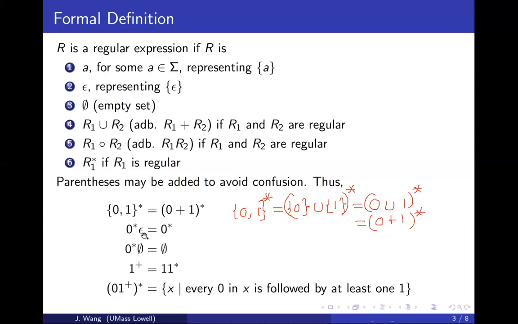And then 0 star followed by the empty string is just 0 star, because 0 star concatenated with the empty string is the set of multiple zeros followed by an empty string. It is just the same multiple zeros, and this star includes the empty string. So this is the same, which is 0 star.